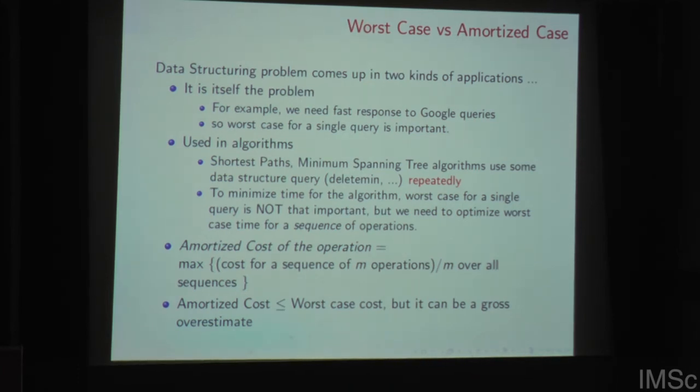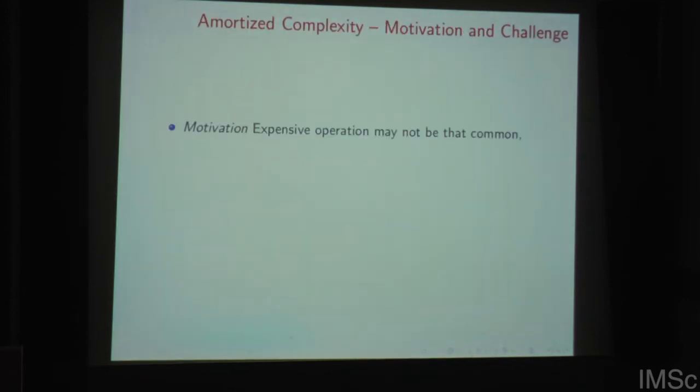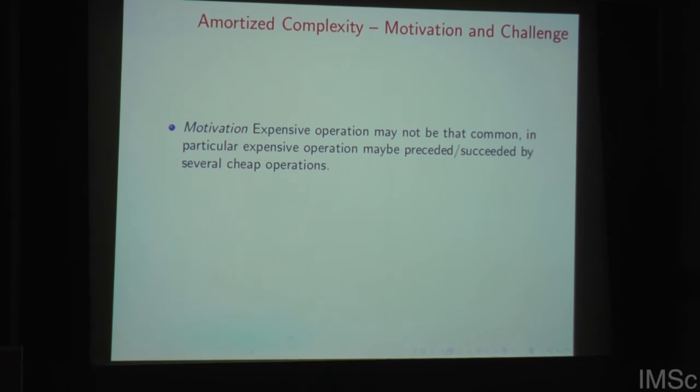So this is the idea of amortized cost, where you want to measure the time for an overall sequence of queries rather than a single query. And so the motivation is clear: this expensive operation of you spending 20,000 rupees is not going to happen very often. And in fact, an expensive operation is typically followed or preceded by a sequence of cheap operations, so that you can distribute this cost over these operations. But the challenge is, okay, so here is another example.